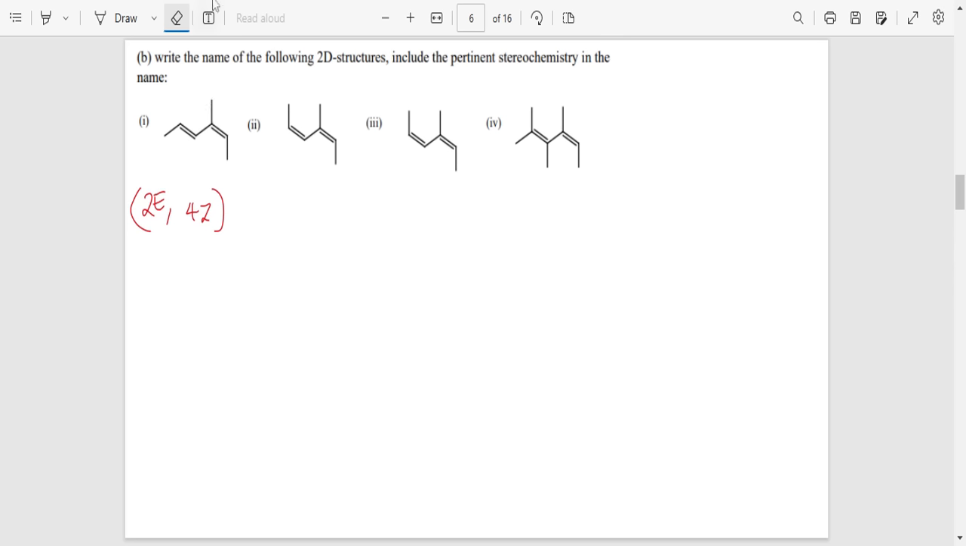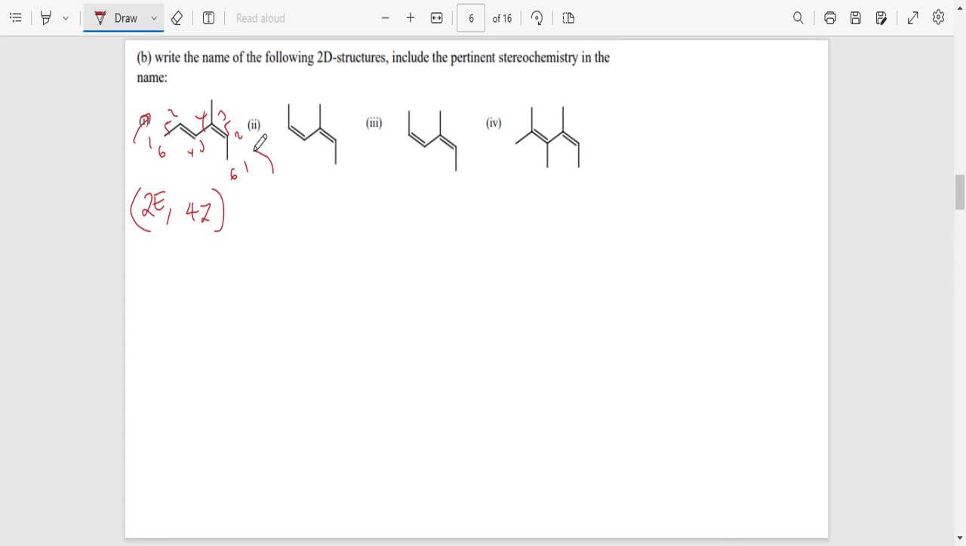How many carbons does this molecule have? If I started counting from this side, this would be 1, 2, 3, 4, 5, and 6. If I started counting from here, this would be 1, 2, 3, 4, 5, and 6. Now notice that if I start counting from this direction, the first double bond is at position number 2, same as if I started counting from the other direction.